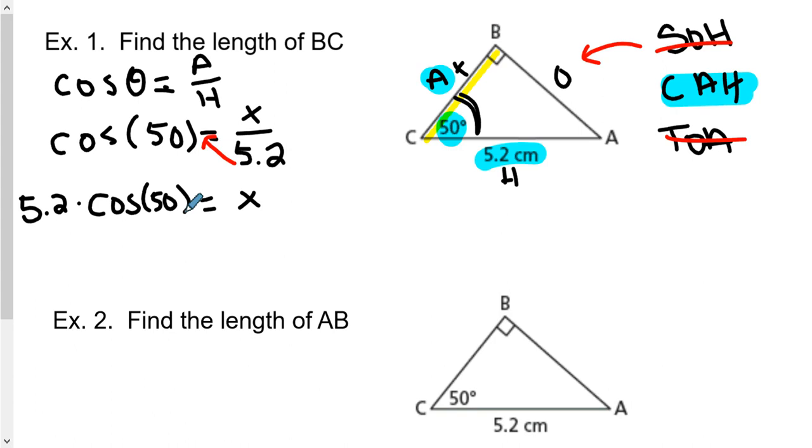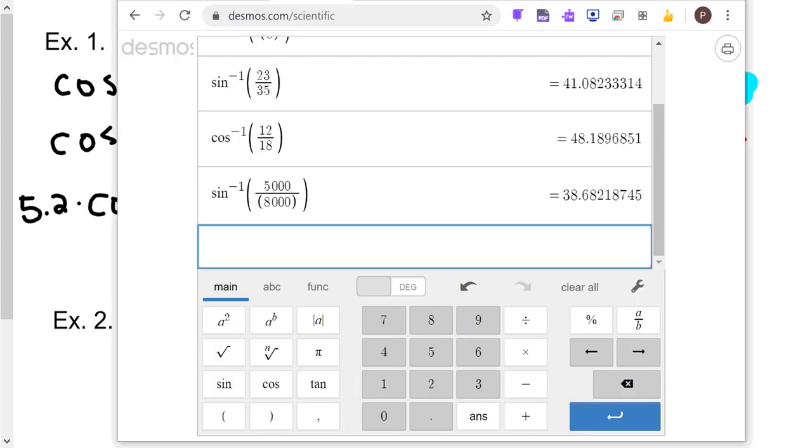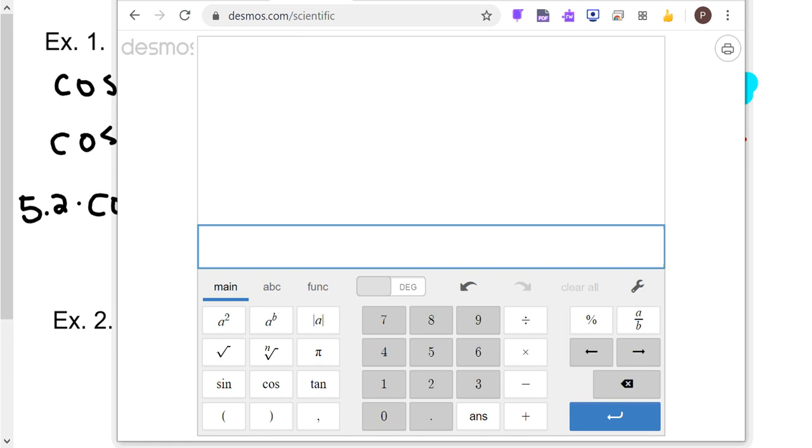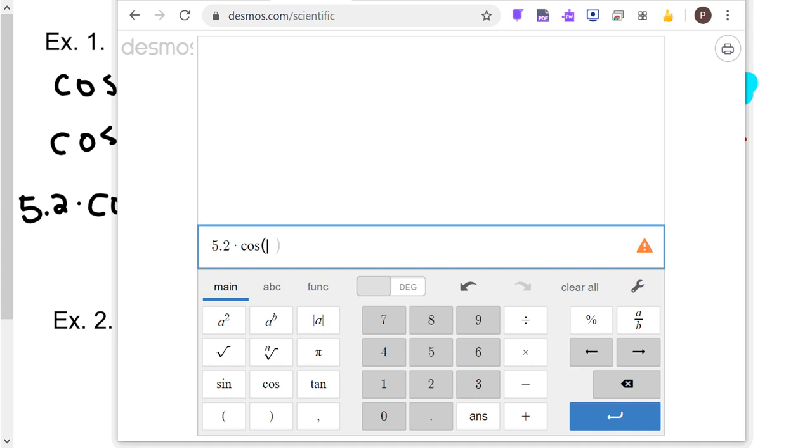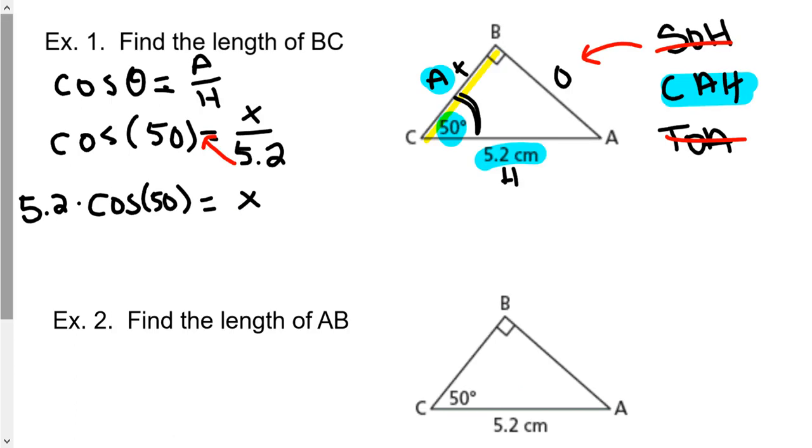Now, this is where the calculator comes in, same as always. I have 5.2, my hypotenuse, multiplied by that cosine ratio. That's going to leave me with the adjacent, cosine of our angle, which was 50 degrees. And it tells us that that side length is 3.3. So x equals 3.3, or you could say BC is 3.3 centimeters.